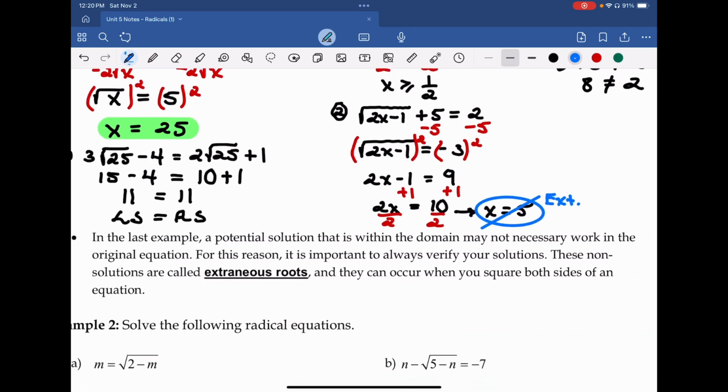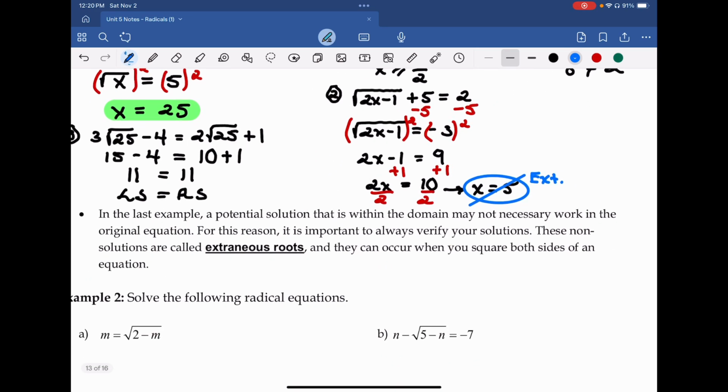Okay, now that leads us into the bubble below. In this last example, we may have situations in which it maybe doesn't work with the domain, but in other situations, it just doesn't work with the overall verification of the system. So these solutions in which we get no solutions are considered to be extraneous roots here. Or when both sides of the equation are not equal to each other, we consider this to be extraneous.